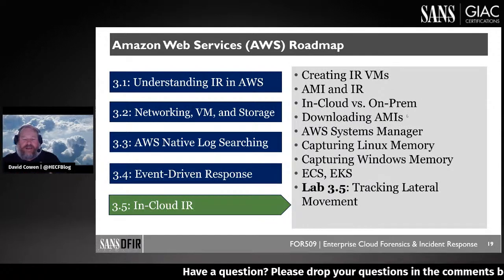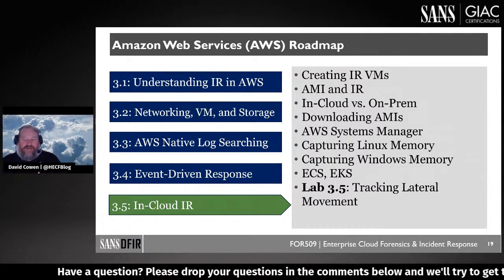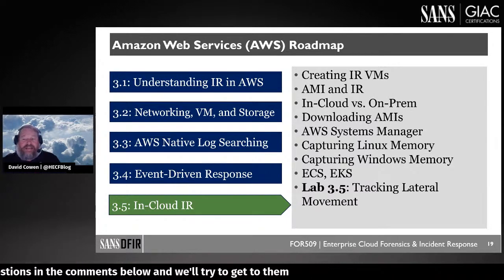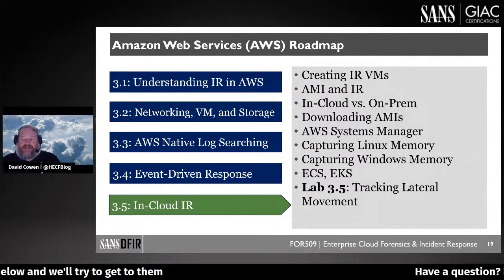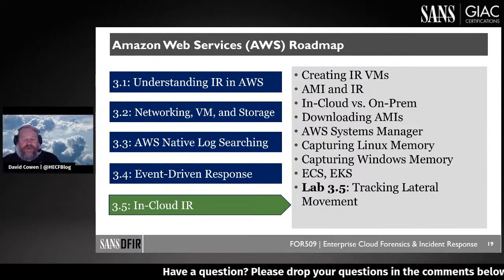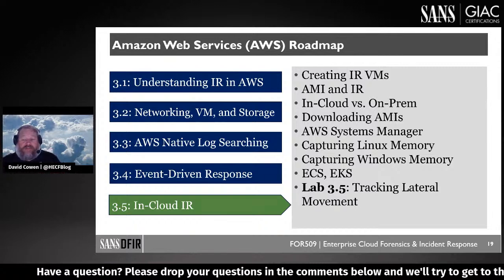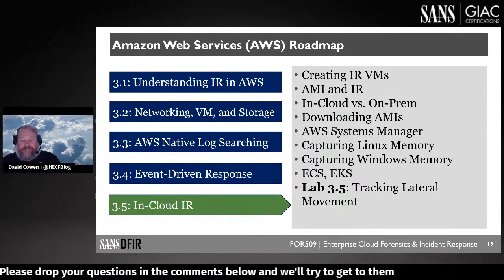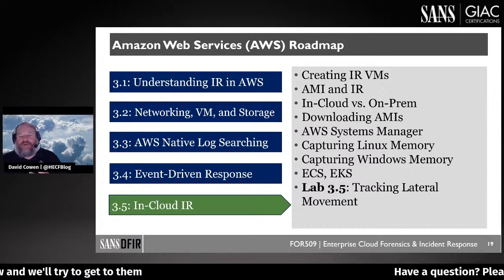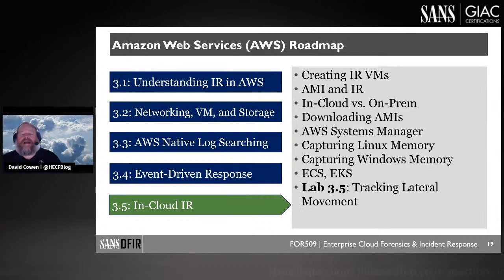And then we have a section on in-cloud IR where we talk about how to create your own forensic VMs. We talk about in-cloud versus on-prem investigations, pros and cons. We talk about AWS Systems Manager, ways to capture Linux and Windows memory at scale. And then we talk a little bit about Kubernetes before we go into a lab where you actually will go through an attack that involves lateral movement within AWS. Again, here, when we're talking about lateral movement, we're talking about lateral movement not using endpoint accounts, but lateral movement using cloud native technologies that would be completely removed from the endpoint. The endpoint wouldn't see anything other than the action, and you wouldn't know how it took place or where it came down to.